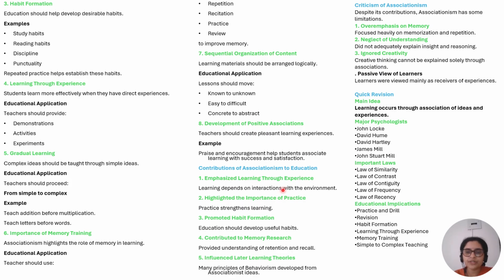Okay, what are the contributions? Emphasized learning through experience, highlighted the importance of practice, and promoted habit formation, contributed memory research, then influenced later learning theory. So, later learning, whatever theories came up after this, are based on this association theory. So, this is the criticism. Overemphasis on memory, neglect of understanding. Okay, only rote learning is emphasized, and it ignored creativity. This is a quick revision you can go through.